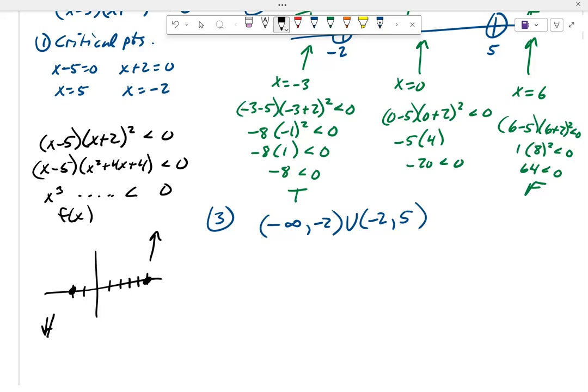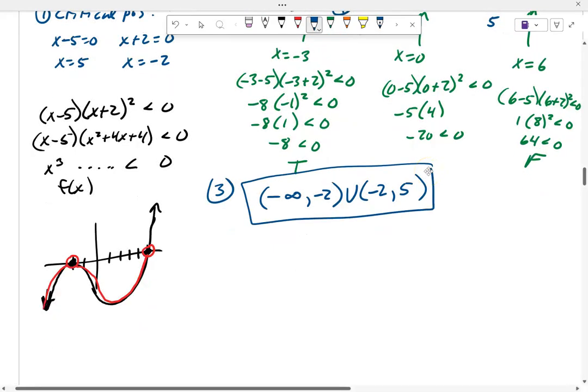So it's going to come up. It's going to touch this. It's going to come down. And it's going to have to come back up again, right? And so where is this thing less than 0? From negative infinity up until negative 2, but I can't include that negative 2, and it's still below it, clear until 5, but I'm not going to include the 5 either.